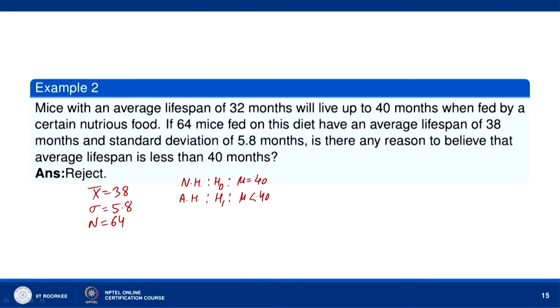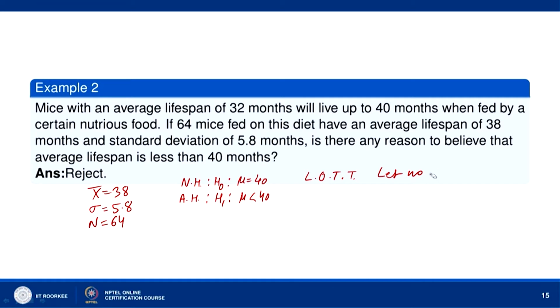So, since mu is less than mu naught, it is a left tailed test, left one tailed test, LOTT. So, LOTT we have to apply, and it is customary to take alpha equal to 0.05 or 0.01. So, let us take alpha equal to 0.01. So, the level of significance we are taking to be 0.01.